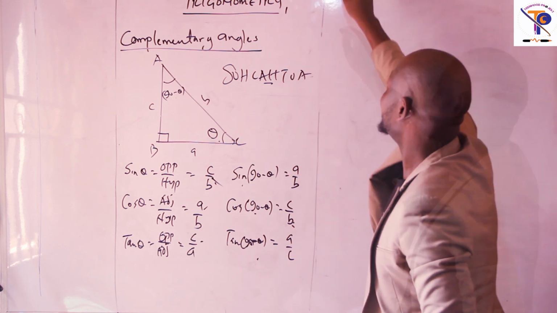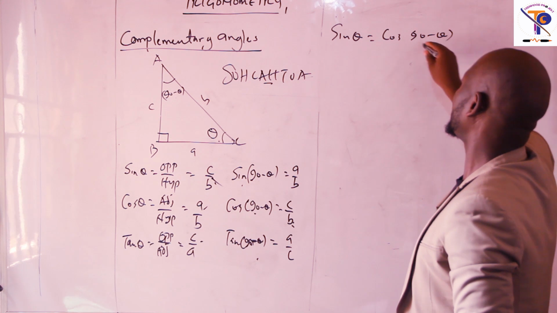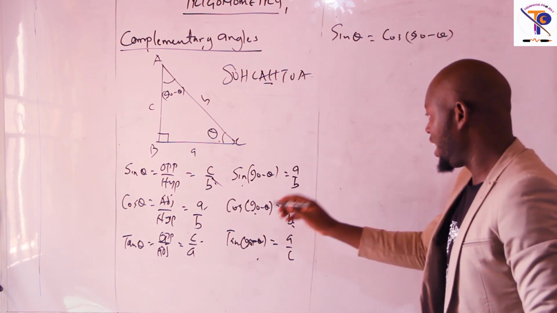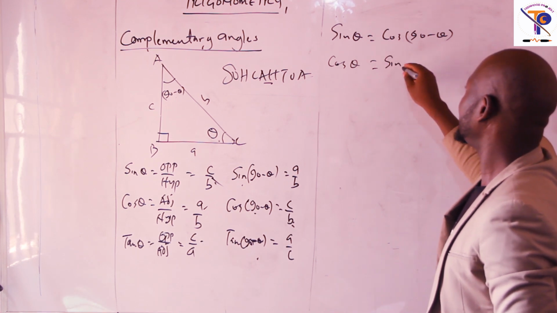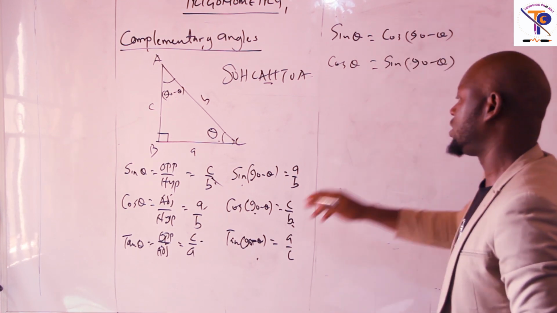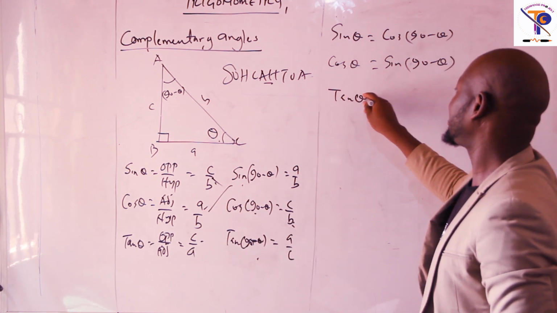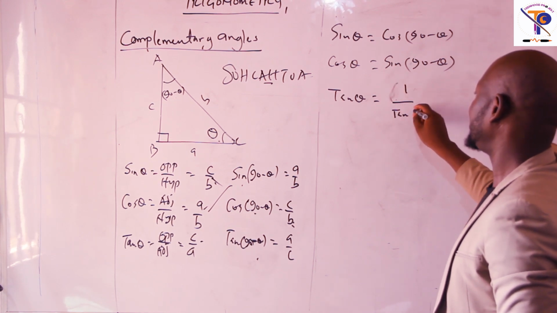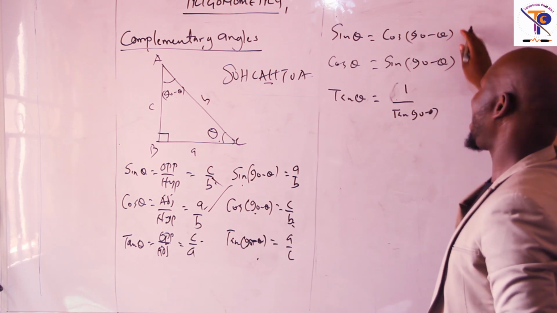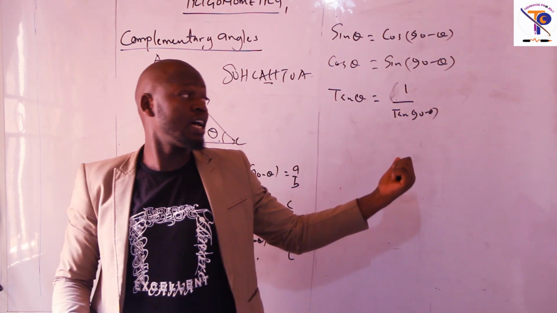So I can say sine theta is equal to cos of 90 minus theta. I can say cos theta is equal to sine of 90 minus theta, as you can see, this one to this. And I can say tan theta is equal to 1 over tan of 90 minus theta, and vice versa. So I can reverse this as well. This is what we have.